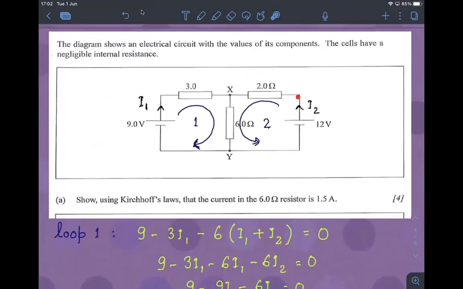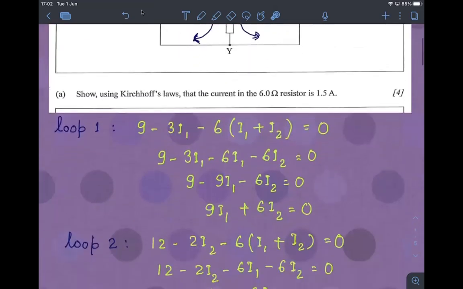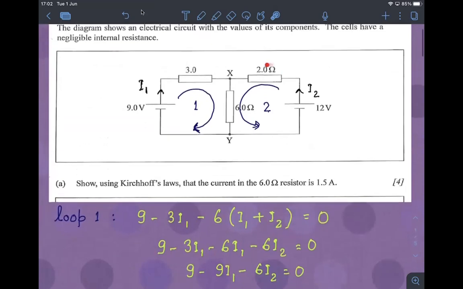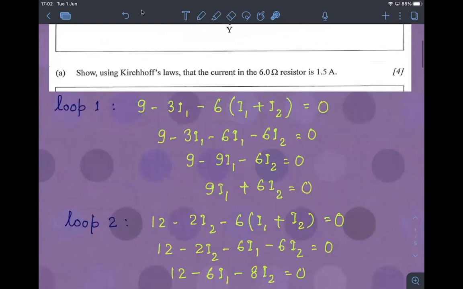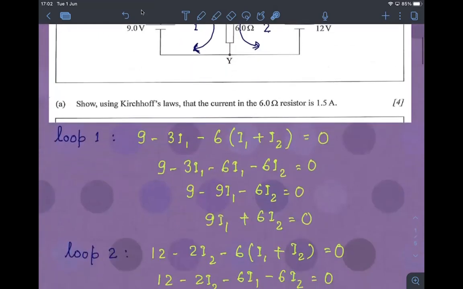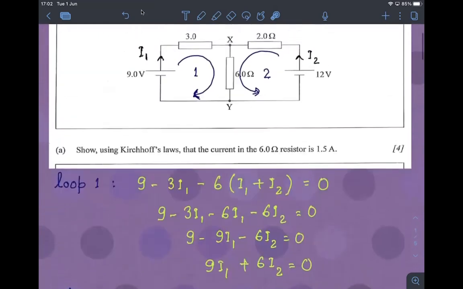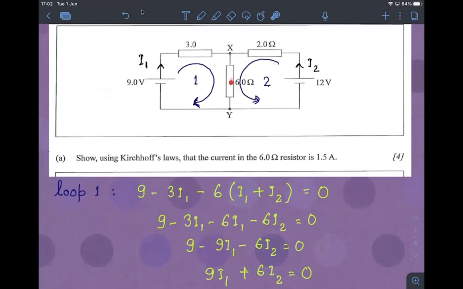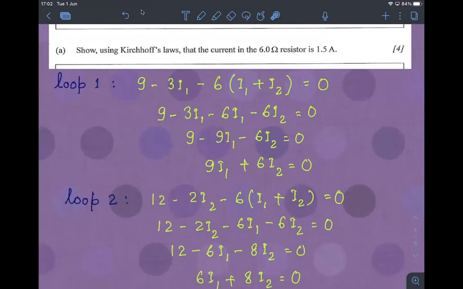But as the current I2 enters the 2 ohm, the 2 ohm resistor eats away the voltage. So you could say negative 2I2, because there's a voltage drop here because it takes away the voltage. So it is negative 2I2. And now again here, the current entering is I1 plus I2. So you can say negative 6(I1 plus I2), the same logic, because the current is entering here. So there's a drop in the voltage. So that will be negative 6(I1 plus I2), and that equals 0.